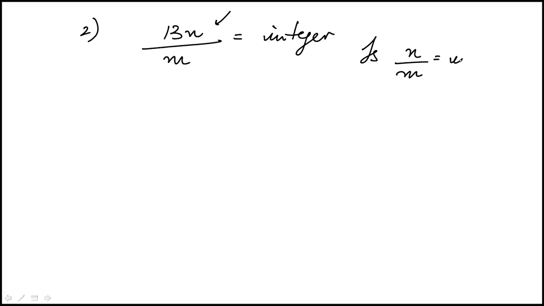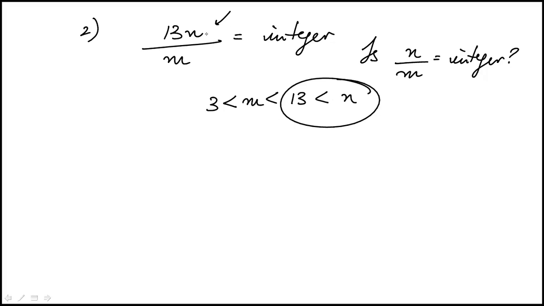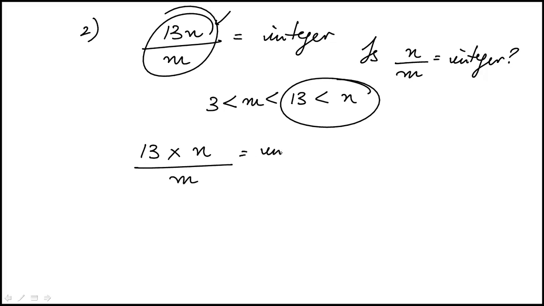If we look at statement 2, it says, it is possible to assign each of 13n students to one of the m classrooms. So what they're saying is 13n over m is an integer. And the question is, is n over m an integer? So I'm going to rewrite the constraints on m and n. So m is a number between 3 and 13, and n is larger than 13. So we need this result to be an integer, and it becomes 13 times n over m.